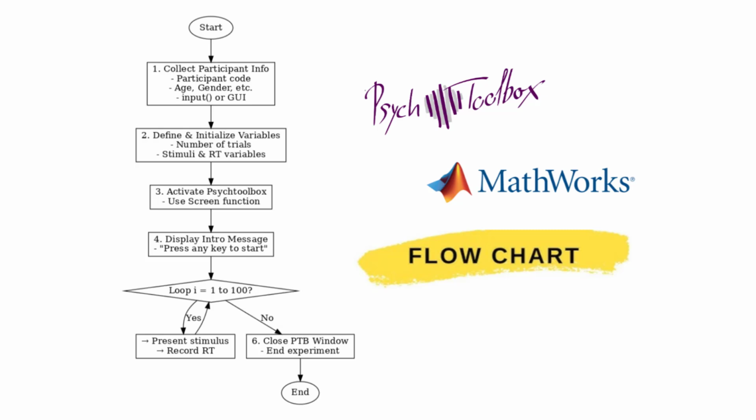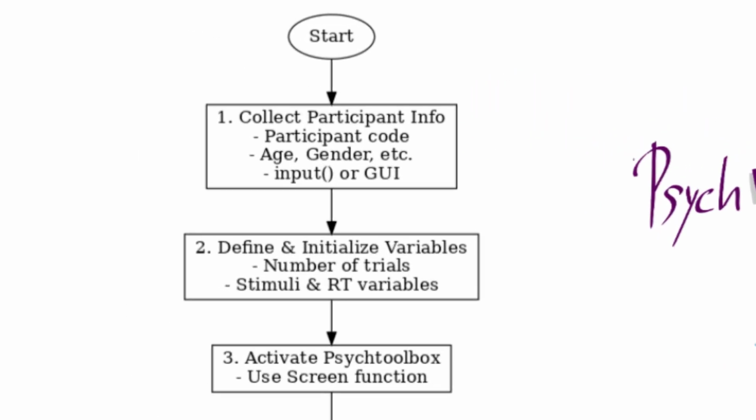The general conceptual framework of a cognitive task is as follows. First of all, we collect participant information, such as the participant code, his or her gender and age, etc. And these are then stored in variables of our choice. This can be done using the input function or through a graphical user interface, or UI. And this is a necessary step in every cognitive task.